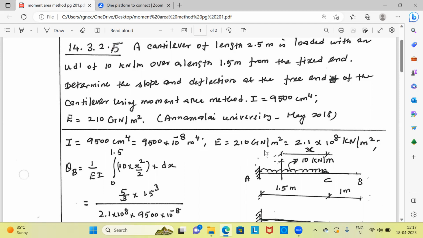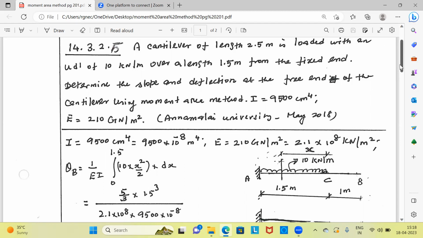Young's modulus is given in Newton per meter square, whereas the loading is given in kilonewton. So we will convert this into kilonewton per meter square. This is equal to 2.1 into 10 power 8 kilonewton per meter square.